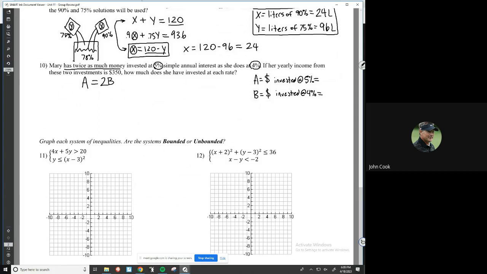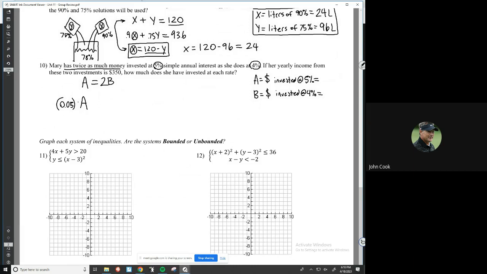It's really that easy. And then if her yearly income from the two investments is $350, here's how you get income from the investments. If I took the amount of money that I had invested at 5% and multiplied it by the 5%, that's how much money I gain at the end of the year. So like if I had $1,000 invested at 5%, then I multiply by 0.05, and I'd get $50 because I multiply those two numbers together. So I get $50 extra at the end.